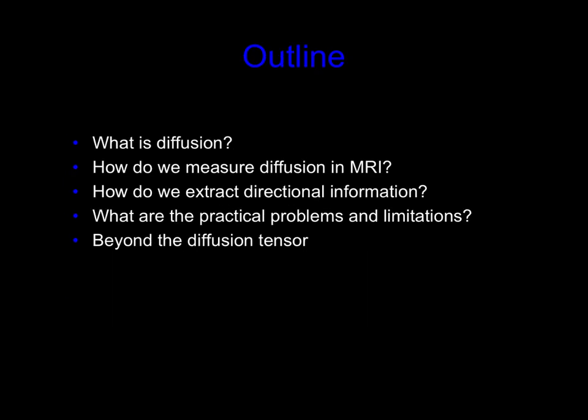So here's an outline of my talk. I'm first going to describe what diffusion is. What are we talking about when we say diffusion imaging? How do we measure diffusion with MRI? How do we extract some directional information from this data? What are some of the practical problems and limitations of acquiring and using diffusion images when you go and run these studies on your own? And then I'll also touch on going beyond the diffusion tensor representation.